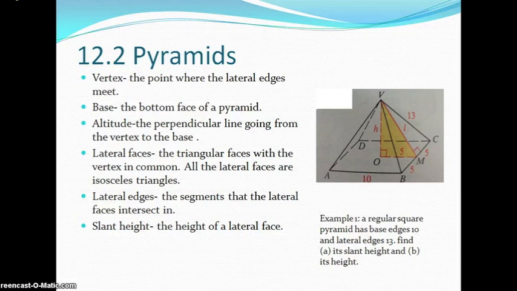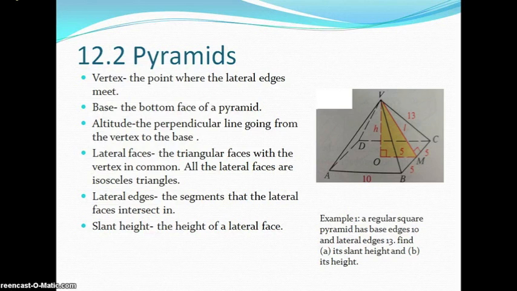The vertex of a pyramid is the point where the lateral edges meet. The base is the bottom face of a pyramid. The altitude of a pyramid is the perpendicular line going from the vertex to the base. The lateral faces of a pyramid are the triangular faces with the vertex in common. All the lateral faces are isosceles triangles. Lateral edges of a pyramid are the segments where the lateral faces intersect. Slant height of a pyramid is the height of a lateral face.